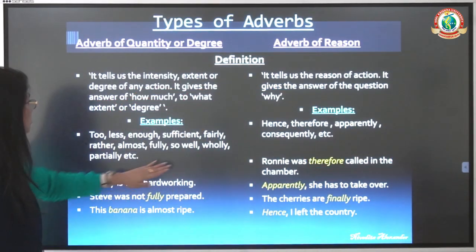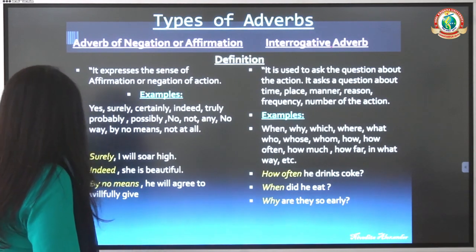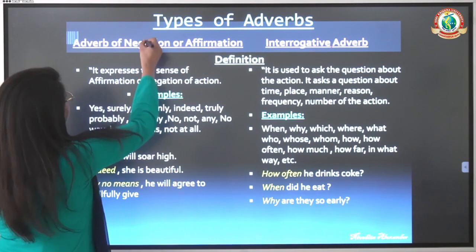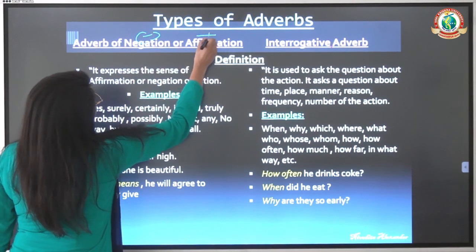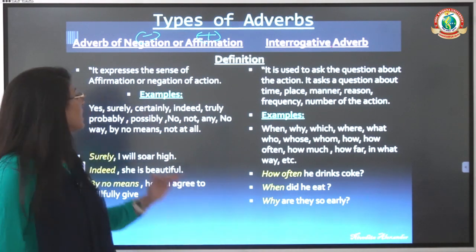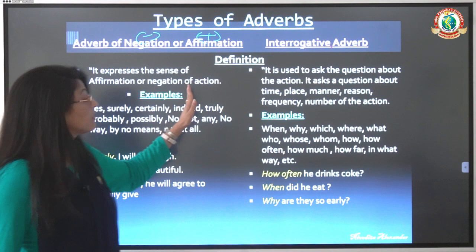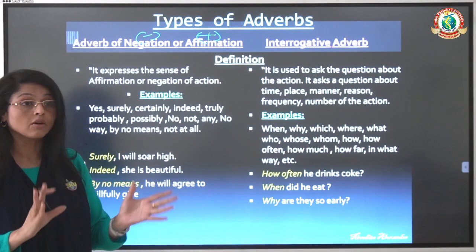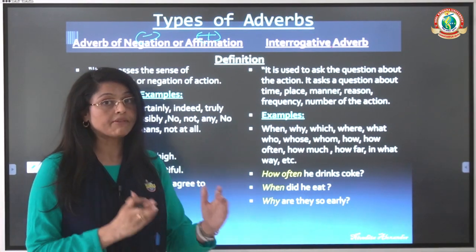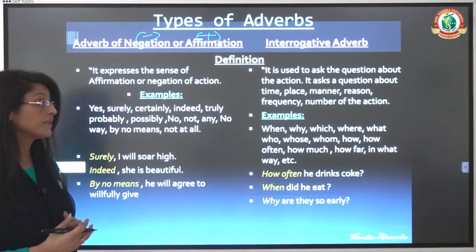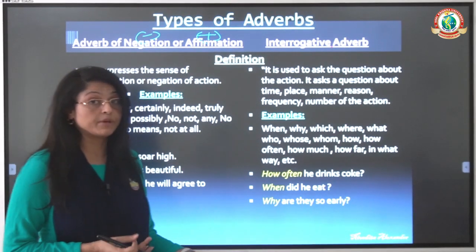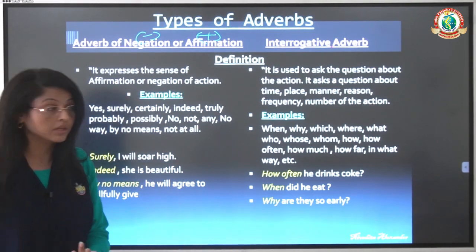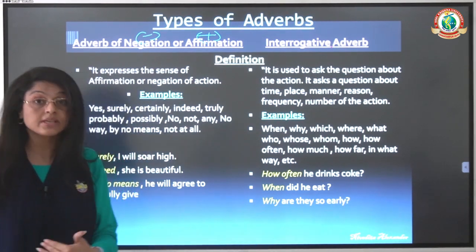So, coming on to the next type of adverbs, which is the adverb of negation or affirmation. Negation, negative, affirmation, positive. Clear? Now, it expresses the sense of affirmation or negation of the action. If the action is done or not done, the verb is done or not done. If it is done, it is affirmation. If it is not done, it is negation. Or if it is to be done, it is an affirmation. If it is not supposed to be done, it is negation. Denying anything is negation. Confirming anything in a positive manner is affirmation.